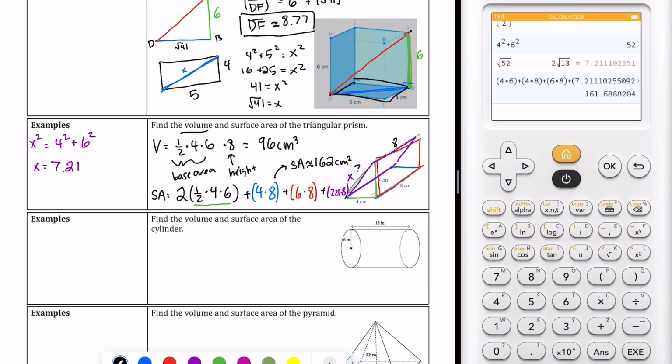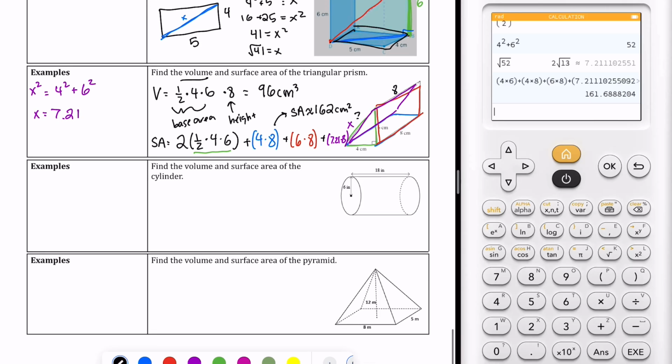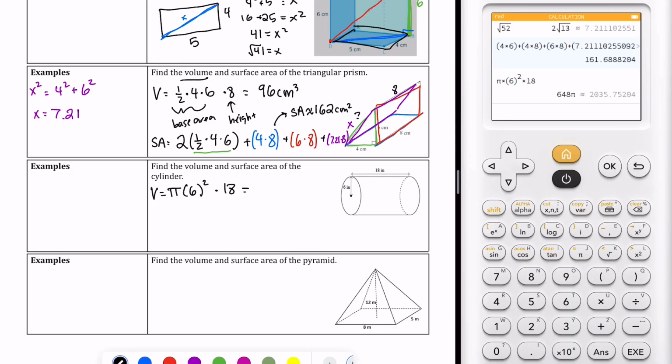All right. Moving on to our cylinder down here. So volume again, nice and chill, just base area times height. So base area is a circle, so pi times 6 squared. And then our height is 18, so we'll multiply that by 18. And so let's see what we get.